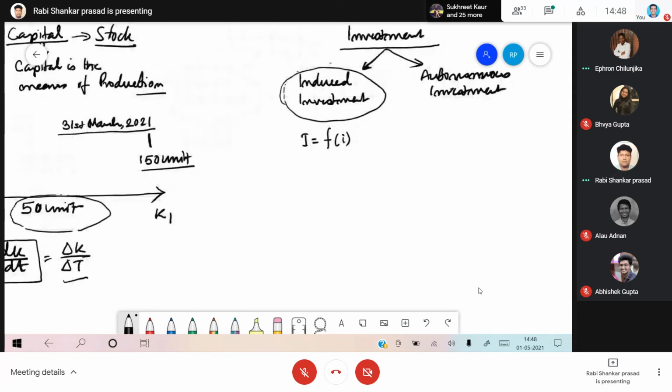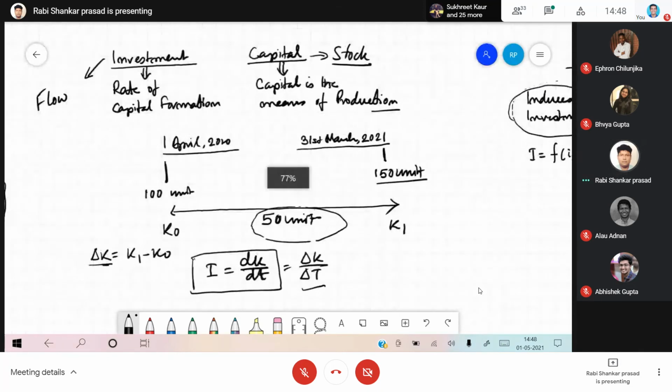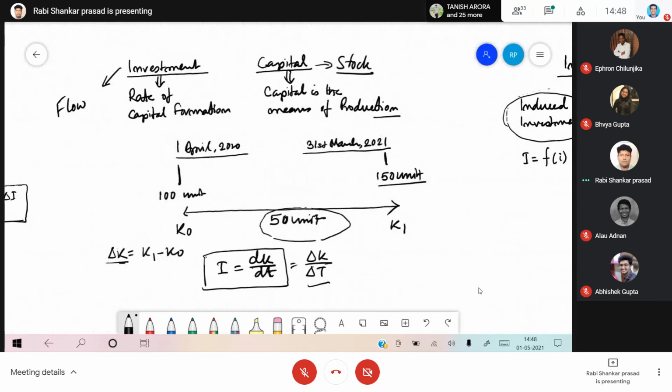Okay. Capital concept is clear. Yes, sir. Okay. Just assume yourself you are standing here. Since you know that capital is what? Capital is the means to produce something. You are using that for the production of any goods and services, like machineries, plants, tools. These all come under the capital.